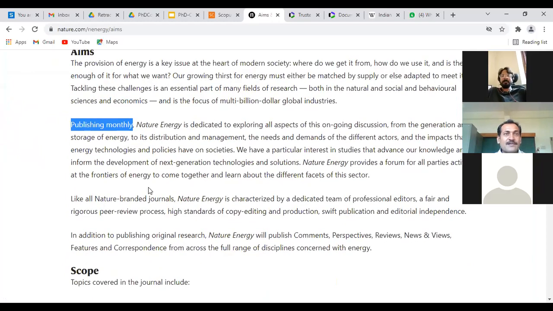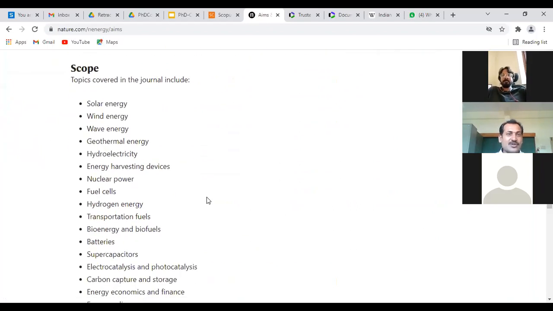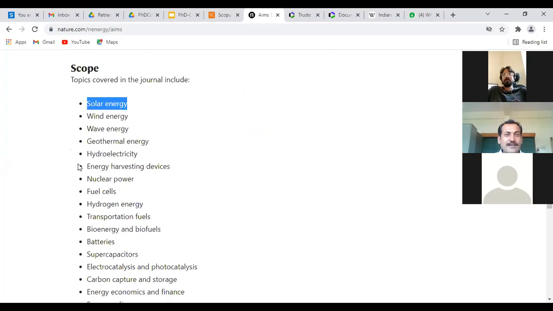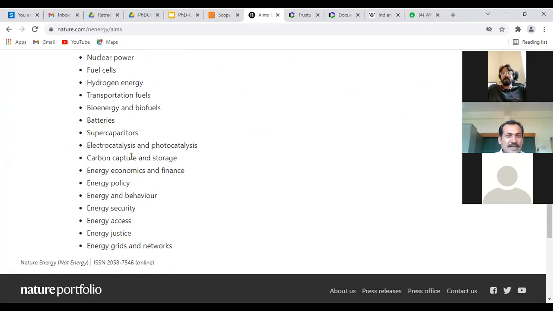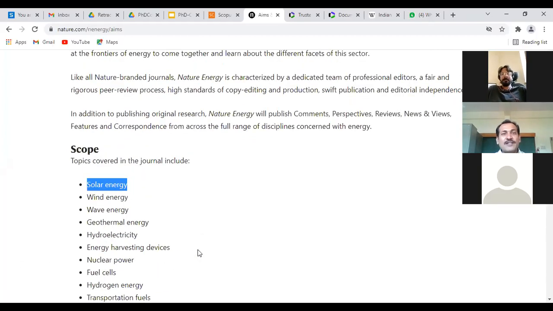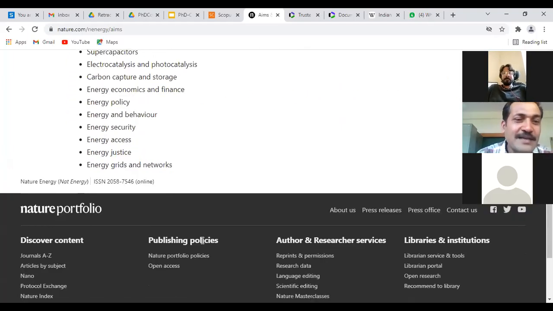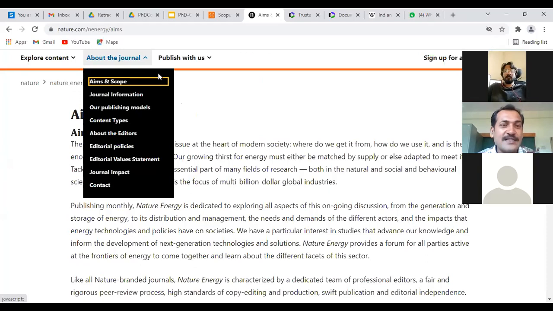So aim and scope means what research work is published in this. So it publishes the research related to the solar energy, wind energy, wave energy, geothermal energy, batteries, and so on. So these are the different research areas. Within this, the research article within this area will be then published, right? Now, in order to see whether whatever the work you have to do can be publishable in this research journal or not, for that reason, you need to go to the research paper published in this particular journal.